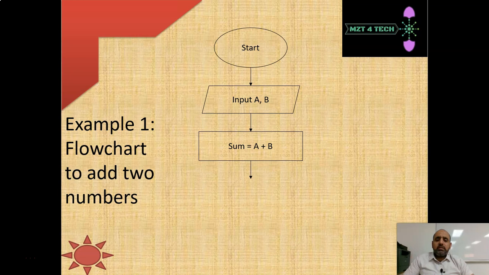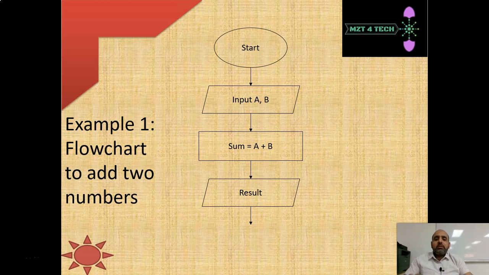Again the flow line will be there, and once you have done the calculation, you need to display the result. In order to display the result, you are going to use the same parallelogram shape symbol, but this time it will be called the output symbol, not the input. Why output? Because it is going to display the result. And once the result is displayed, again the flow line will be there.